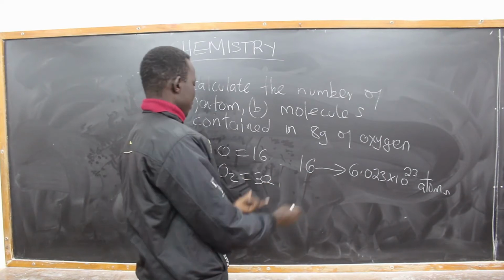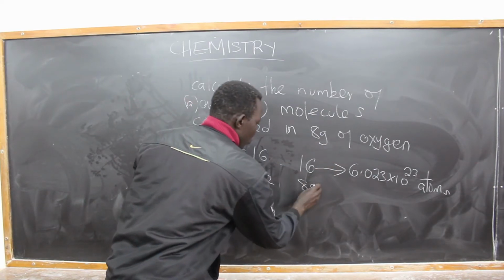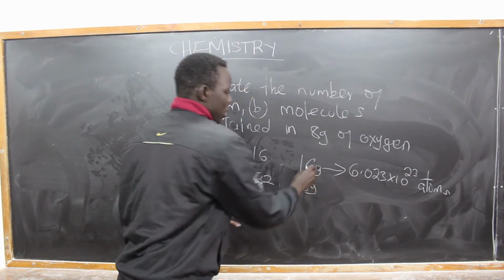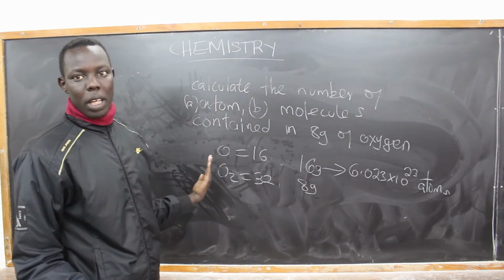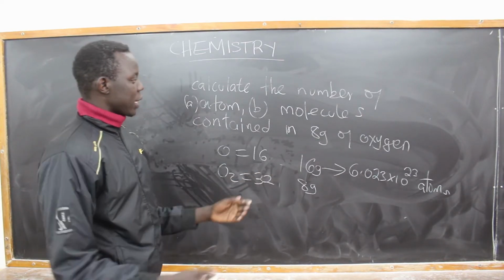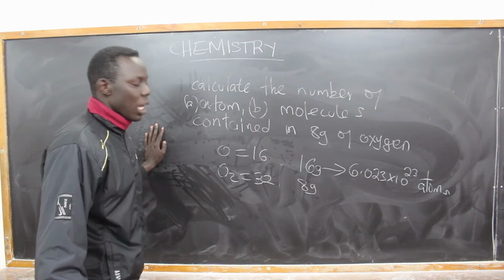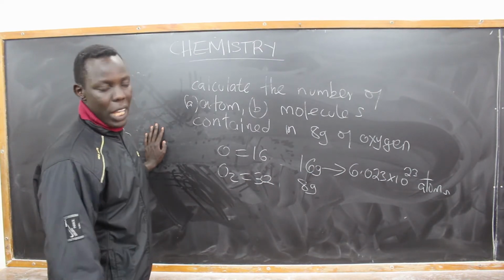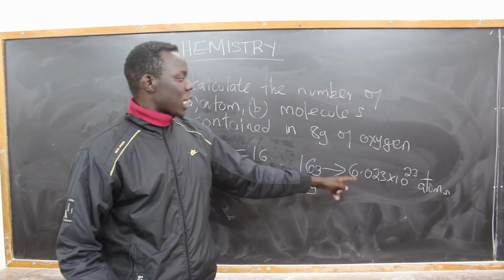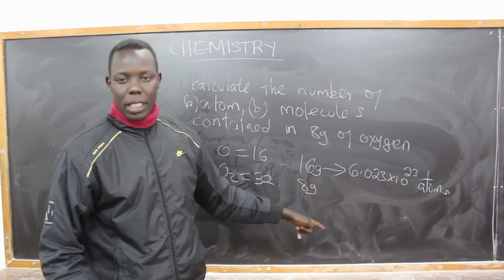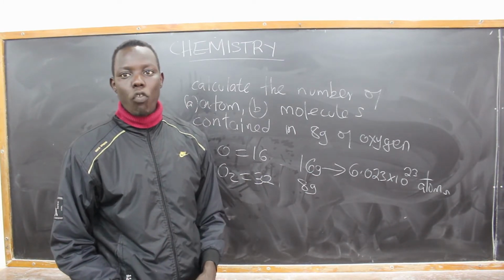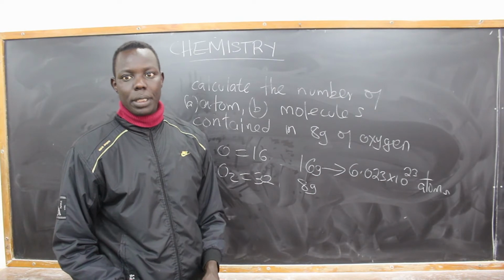What about now the 8 grams? So this one, you can now write here 16 grams. Though on that side it's a ratio, but of mass. So it's 16 grams containing 6.023 times 10 power 23 atoms. What about the 8 grams? The answer you will get is 8 times 6.023 times 10 power 23 over 16. The answer you will get there will be in terms of atoms.